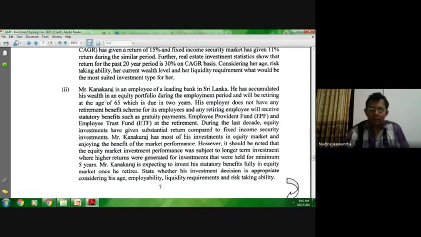Employee provident fund. During the last decade, equity investments have given substantial return compared to fixed income security investment. What do you mean by fixed income security investment? Fixed income security investment: treasury bill, treasury bond, debenture, all those things are fixed income securities.